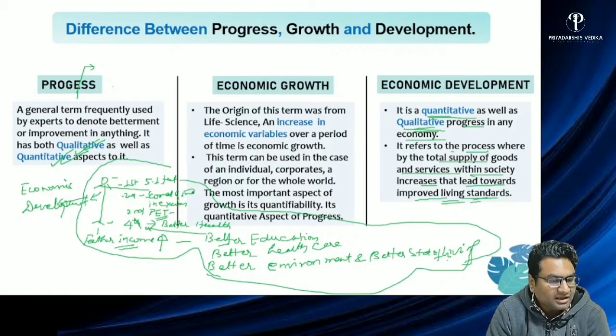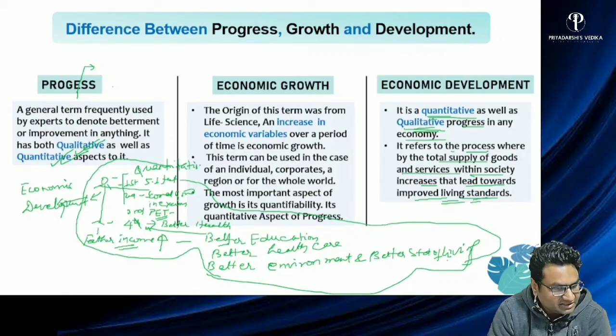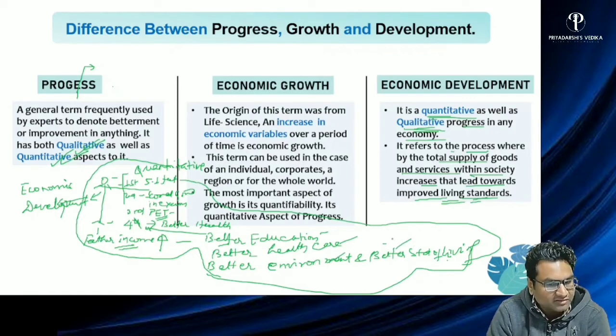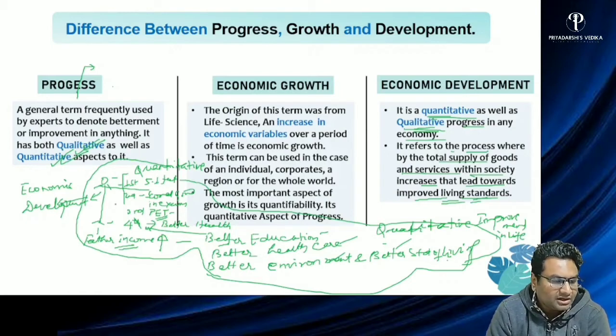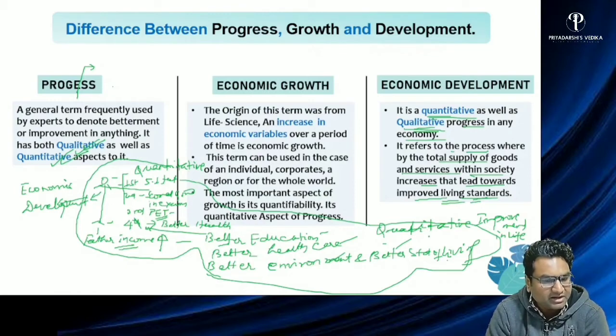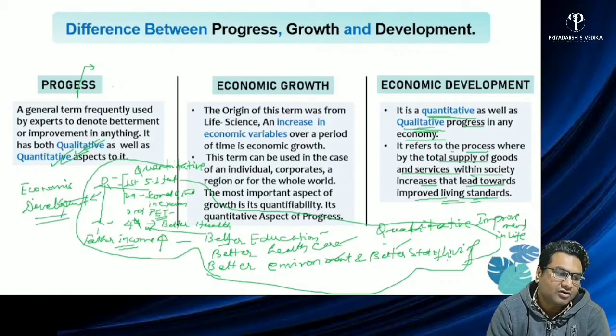See what happens here: some quantitative aspect is also there, as well as better education, better health care, better environment, better standard of living, better living facilities. These are the qualitative standard of life, the qualitative improvement in life, right? So what we see here is that he is making some quantitative progress as well as qualitative improvement. So the whole thing will be termed economic development, or his development, right?